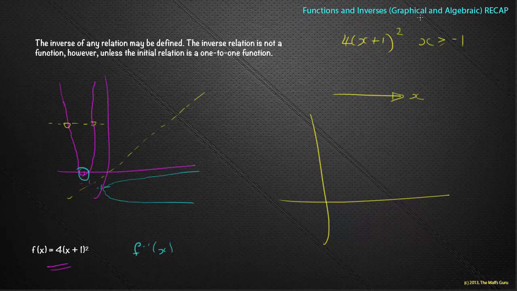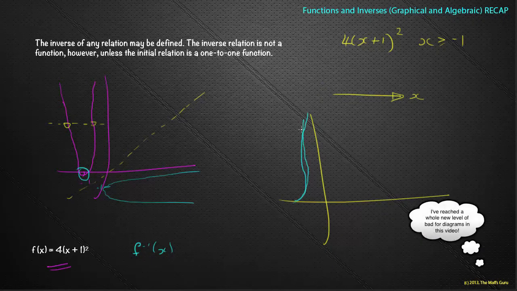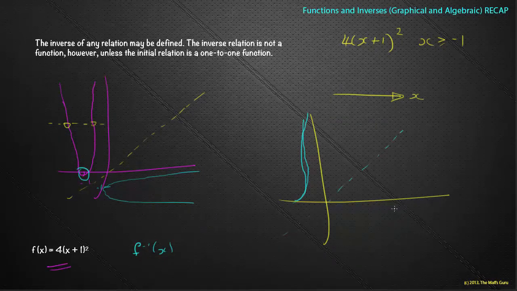Well, if I now only look at it where the values of x are greater than or equal to -1, that now means that my graph looks similar to just this side of the graph. Can that now be reflected in the line y equals x? Absolutely. What is that now going to look like? It's going to look something like that.